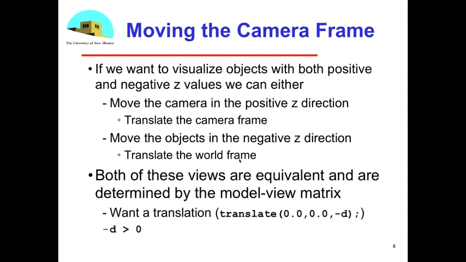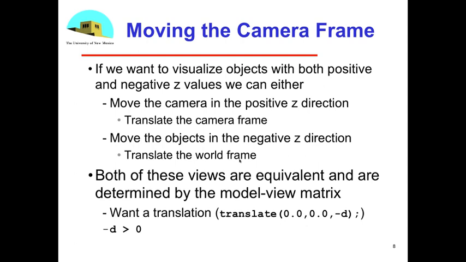Pick one of those views and try to stick to it, because otherwise you start moving things in the wrong direction. But in either case, all I want to do is separate the camera from these objects on both sides of the z=0 plane. I want to do a translation, and if I pick a d greater than 0, if I use a translation with -d, that will move one.